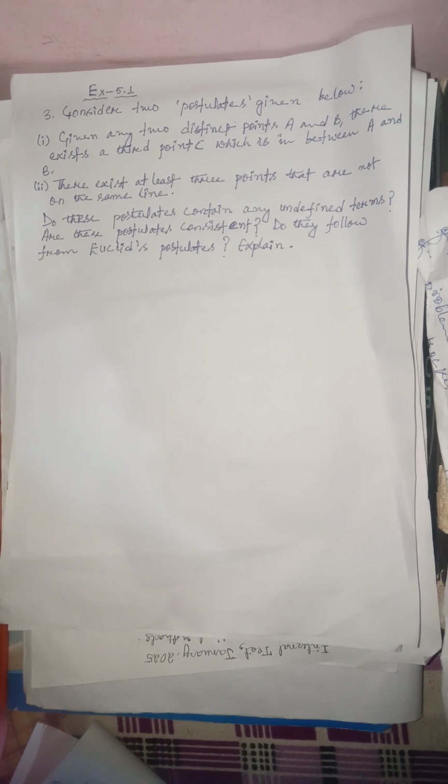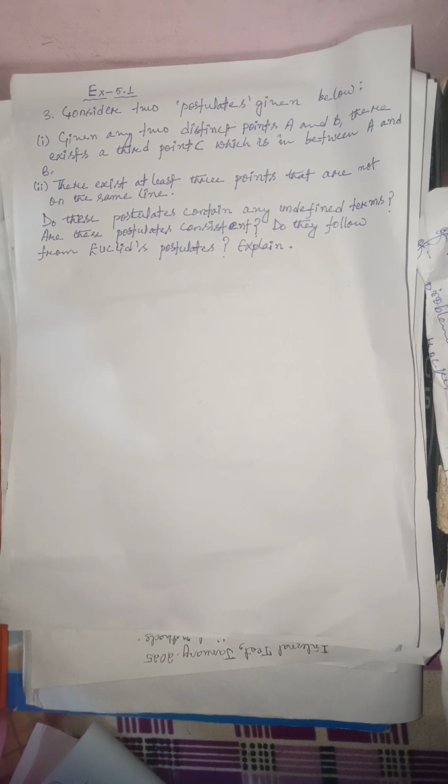In order to understand the questions, first of all let me read the questions. At first, two postulates are given below. In Roman number 1, given any two distinct points A and B, there exists a third point C which is in between A and B. And in Roman number 2, there exists at least 3 points that are not on the same line.